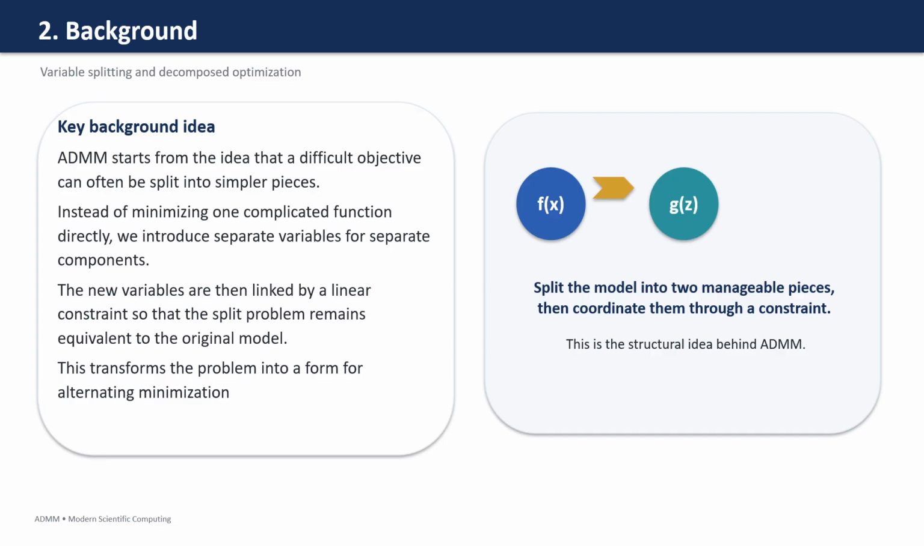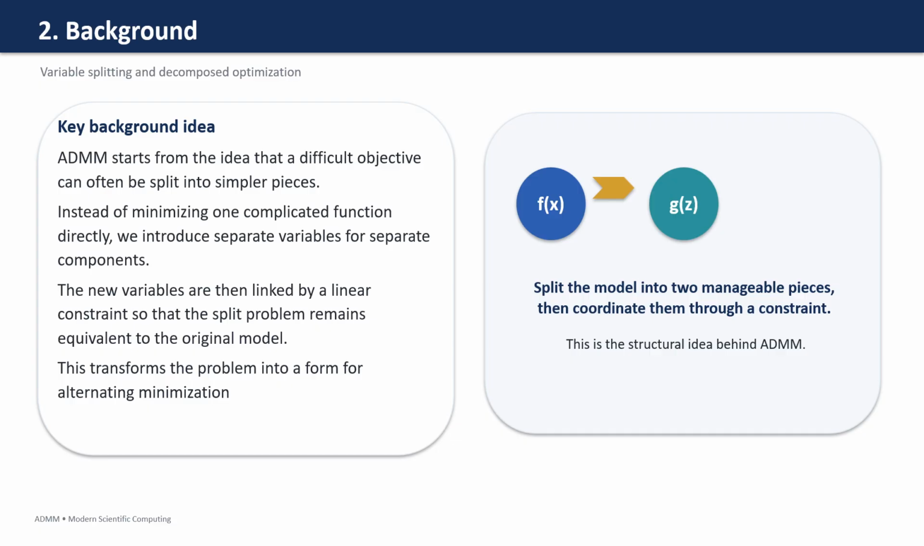One variable can be assigned to one part of the objective, and the other variable assigned to the other part. And then we impose a constraint to make sure that these variables stay consistent as the algorithm solves the separate subproblems. For example, instead of minimizing, let's say, f of x plus g of x directly, ADMM introduces the variable splitting by assigning a new variable called z, and writing the problem as minimizing f of x plus g of z subject to the constraint that x equals z. This ensures that the split problem is equivalent to the original one, but the objective terms are now separated into different subproblems. This is the core background idea behind ADMM.